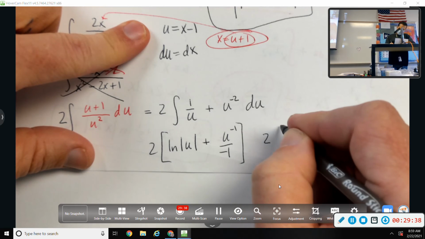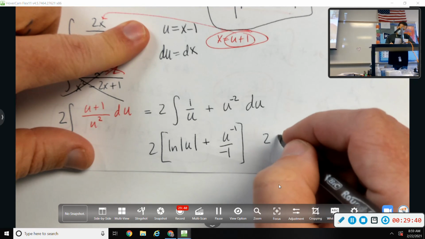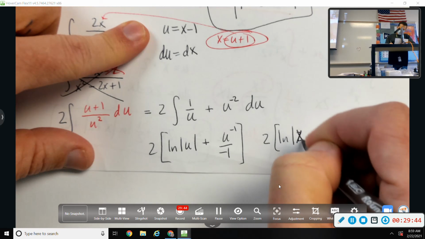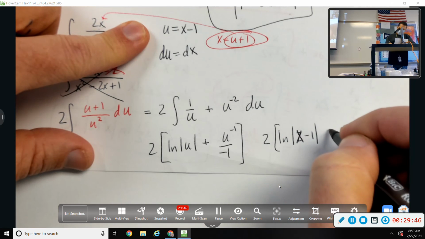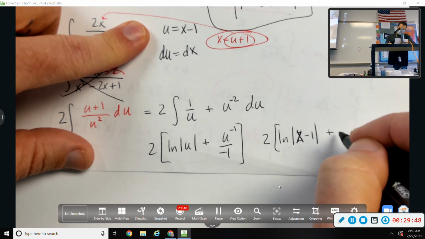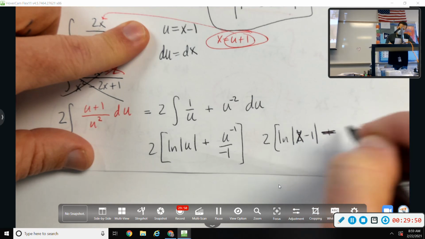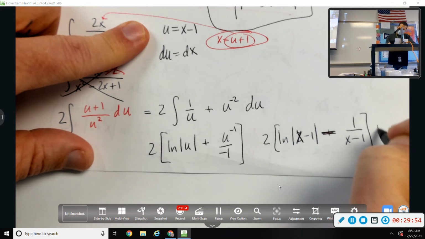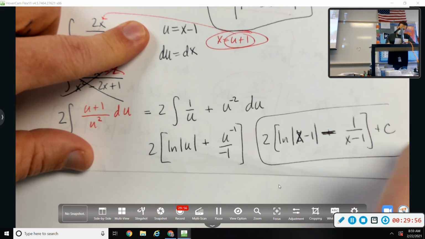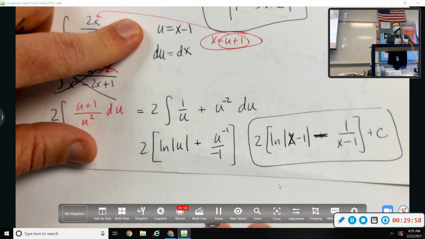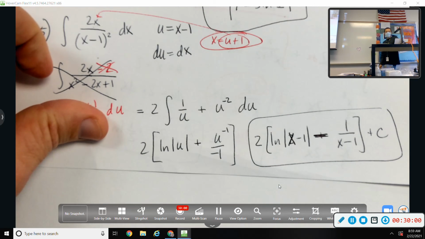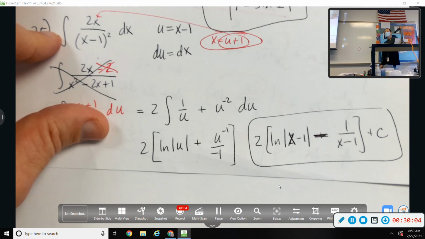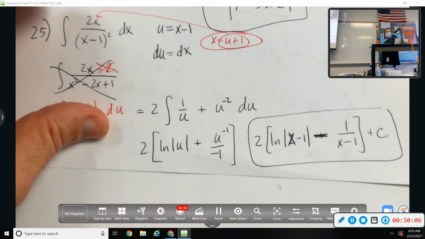So 2 times natural log of absolute value of x minus 1, plus, or actually just minus now, 1 over x minus 1, plus c. That was definitely a tricky one. Good one to ask.